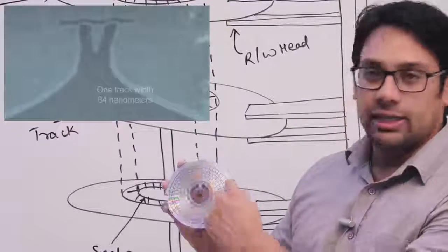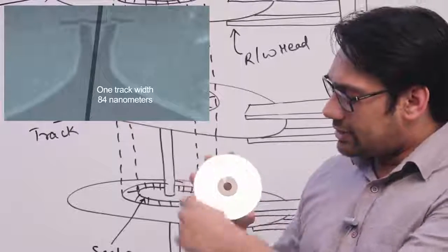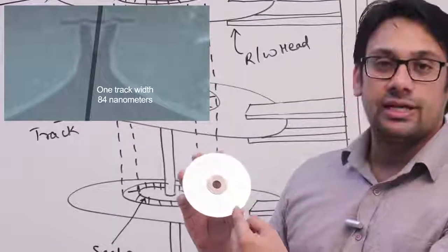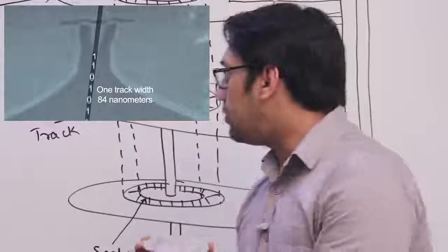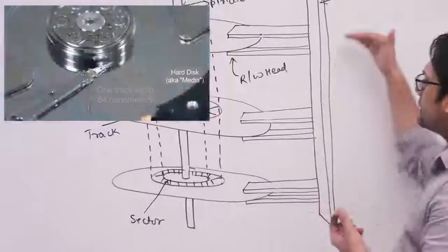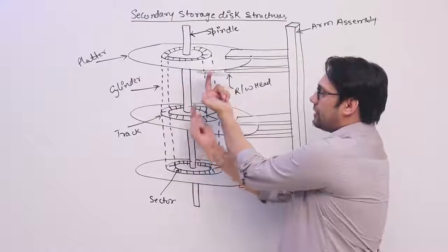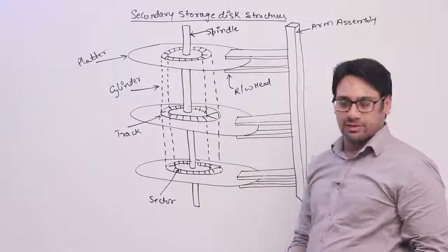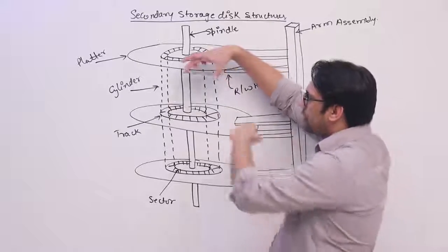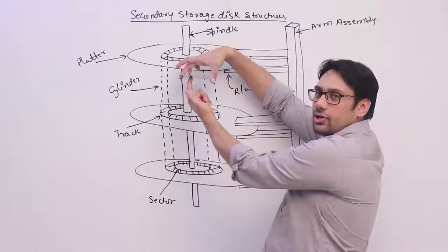These round circles are actually tracks, and these tracks are divided into something called sectors. Now imagine it like this: this is your hard drive and this is one of your platters. This way we are going to have more than one platter. In every platter there are two surfaces, an upper surface and a lower surface.